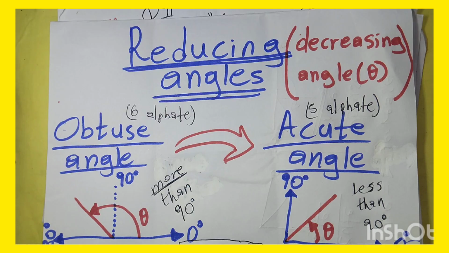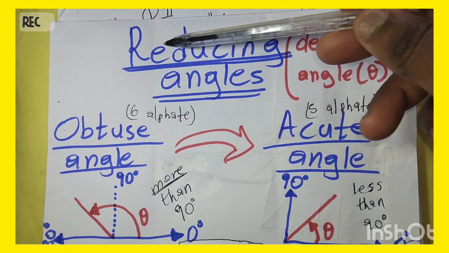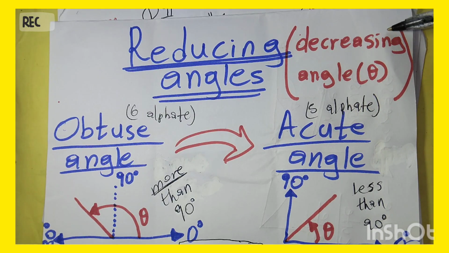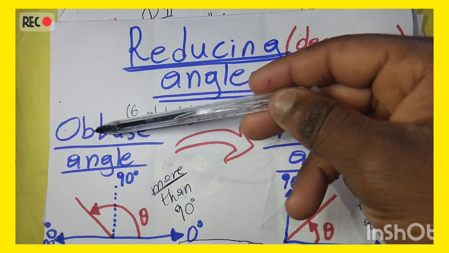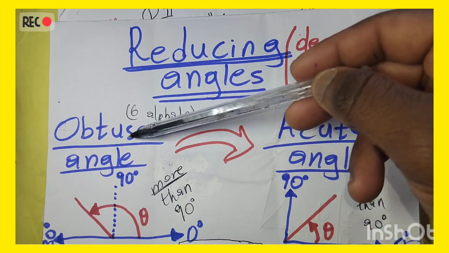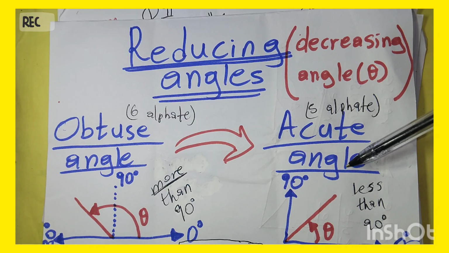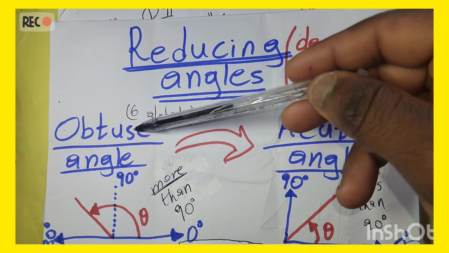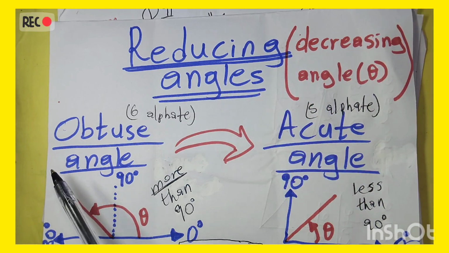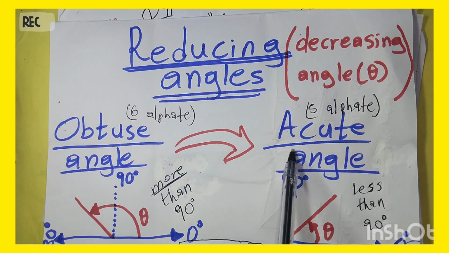So in this lesson, guys, what I will be doing, I'll be reducing the angles. But you should understand, guys, the word reduce means decreasing, meaning that I'll be decreasing the angle from an obtuse angle into an acute angle there. I hope, guys, I pronounce these words very well. Obtuse angle into acute angle.